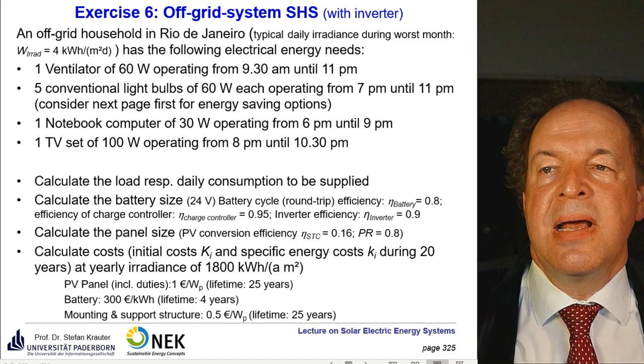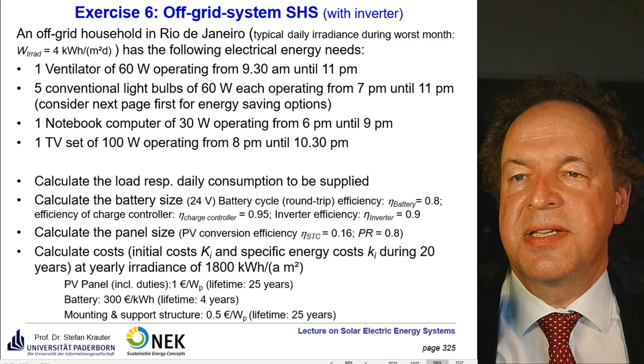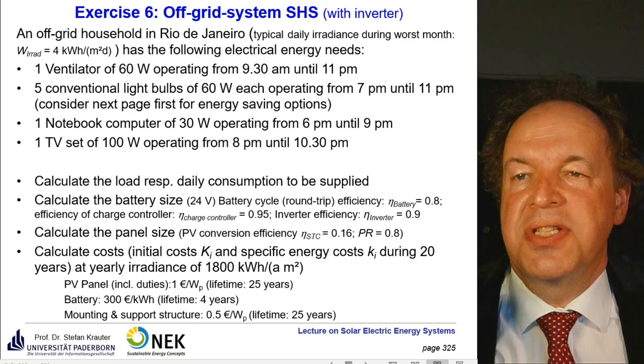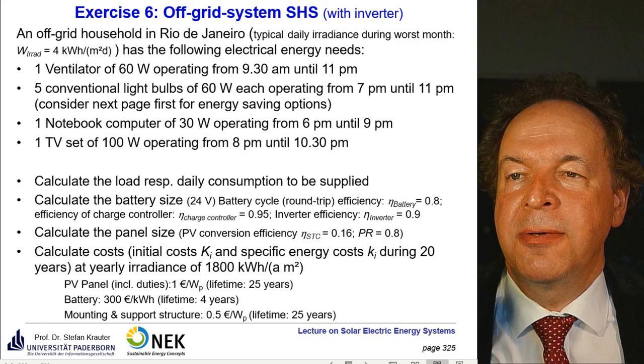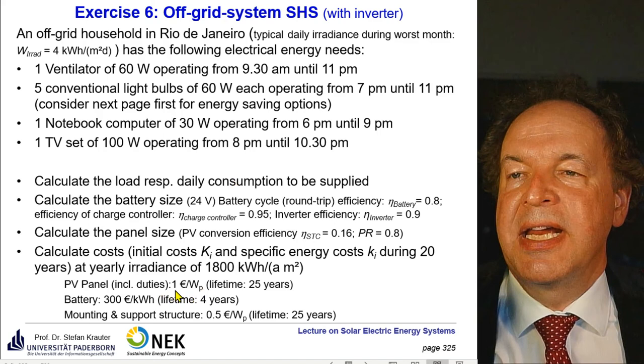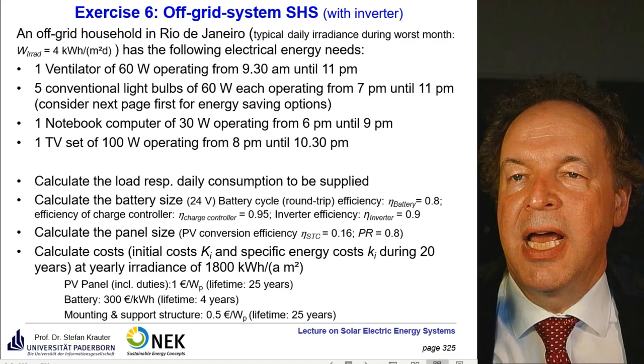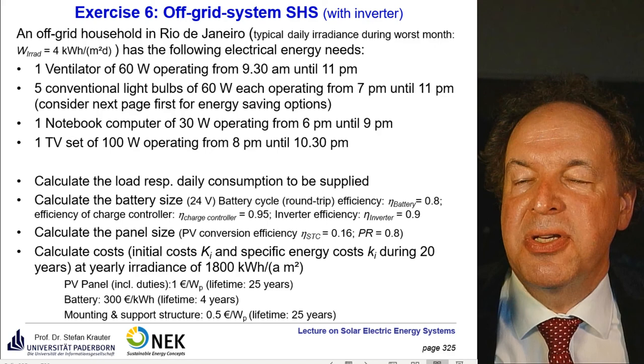So we have initial costs, with a big K, and specific energy costs with a small k, during 20 years. And we have a yearly irradiance of 1,800 kilowatt hours per year per square meter. The costs for the PV panel, including duties: usually you get it cheaper, in the vicinity of 30 to 50 cents per watt peak. But while it's Brazil, the importation costs are really high, and this is 1 euro per watt peak. The lifetime is not even 20 years, it's even 25 years.